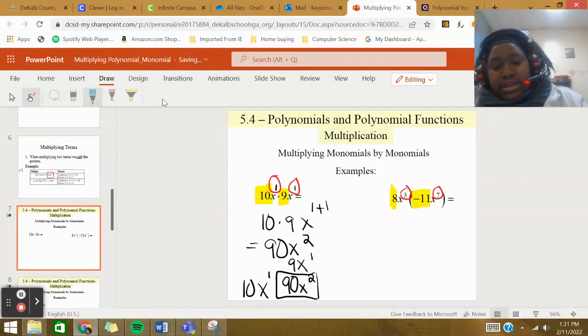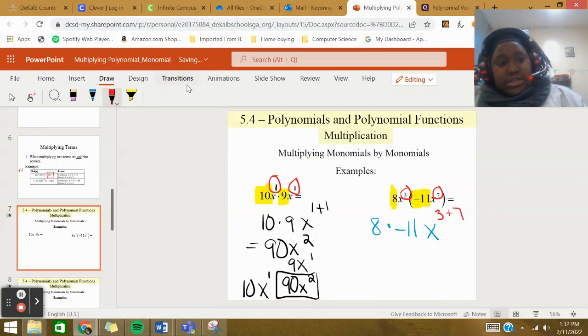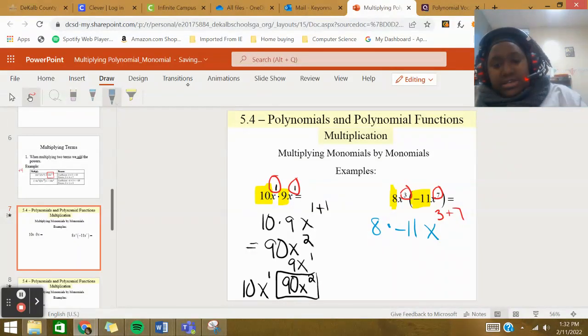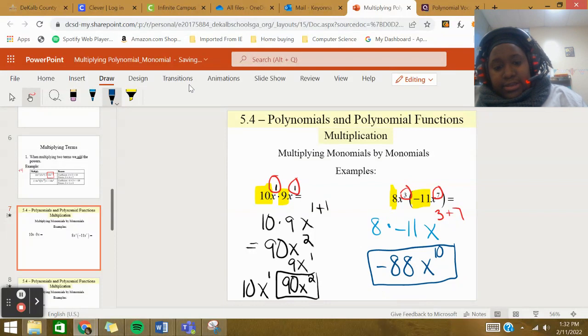Okay, so we got 8. Pull that up some so I have some room. We'll have 8 times a negative 11. X was already there. I didn't do anything to it. I'm just bringing it down. And then I have to the third power plus to the 7th power. Okay. So in this case, my final answer, 8 times a negative 11 is negative 88x. And then when I add these, I get 8, 9, 10. So to the 10th power. Okay. That's my final answer.